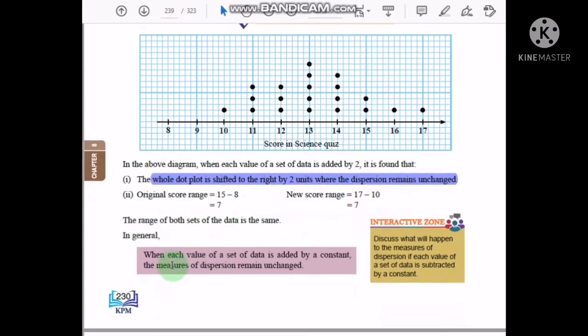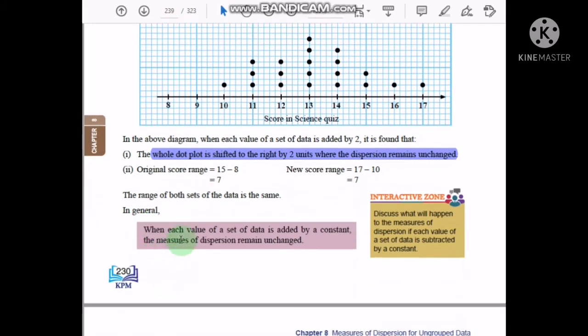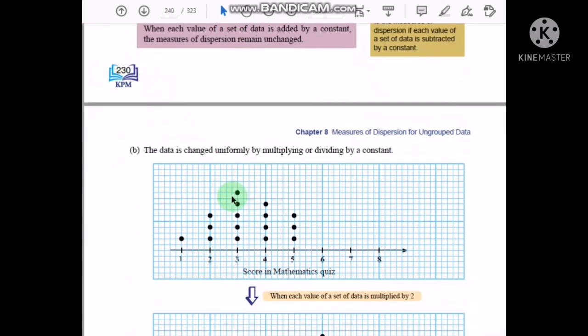In general, when each value of a set of data is added by a constant, the measures of dispersion remain unchanged. Remember, just the position changes. The whole dot plot will be shifted to the right by 2 units. That's it. This is the only difference. But the dispersion remains unchanged. I hope that you can remember.